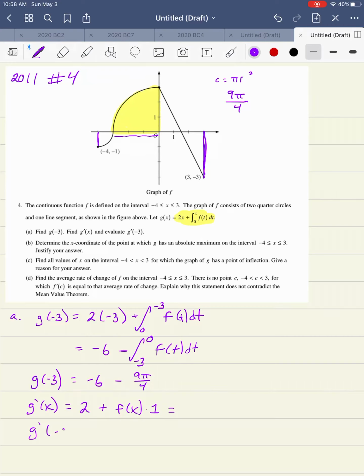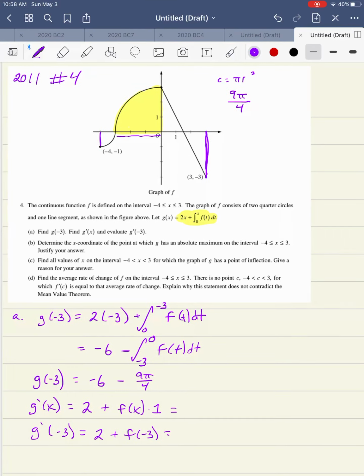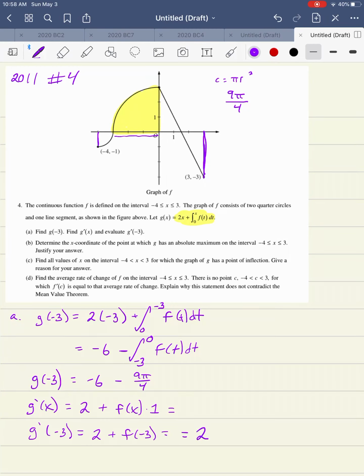What do they want? g prime of -3. g prime of -3 is just straight up 2 plus f of -3. f of -3 is the y value on the graph at -3, which is just 0. So my answer winds up being 2.